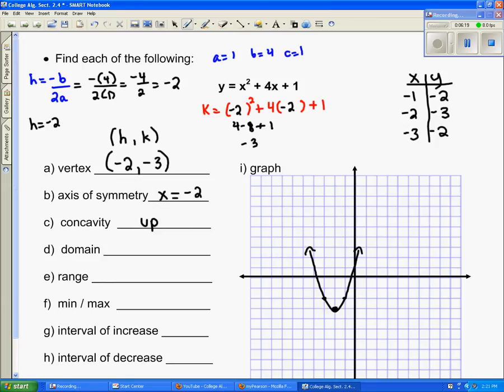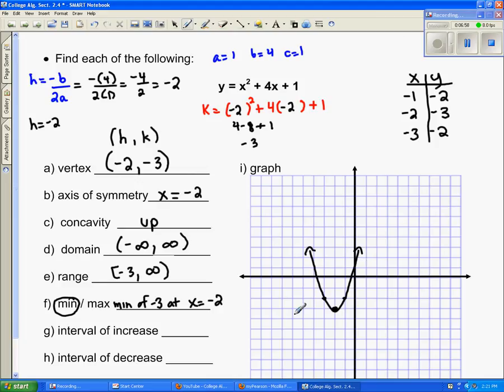So concavity means it's pointing up. My domain goes from negative infinity to positive infinity. My range says from the bottom, which is at negative 3, to the top, and it goes on forever at the top, so it's positive infinity. It is a minimum. It's a minimum of negative 3 at the point x equals negative 2.